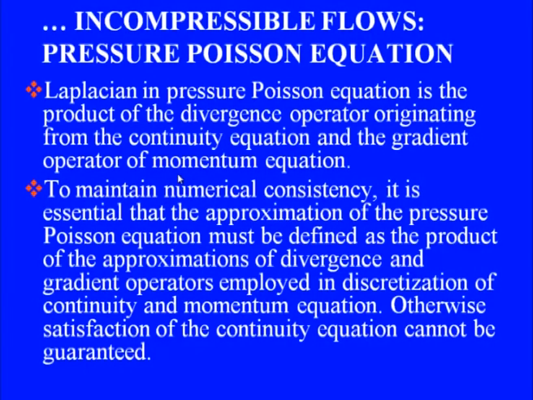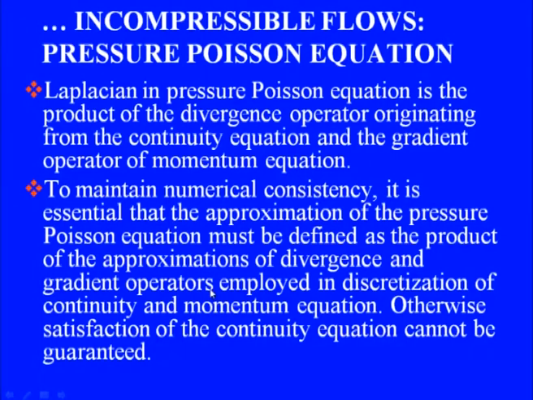To maintain numerical consistency, it is essential that whatever discretization scheme we use for approximation of the pressure Poisson equation, it must be defined as a product of the approximations of divergence for the continuity equation and the gradient operator which we would use in our momentum equation. If this is not taken care of, the satisfaction of continuity cannot be guaranteed by our numerical solution.